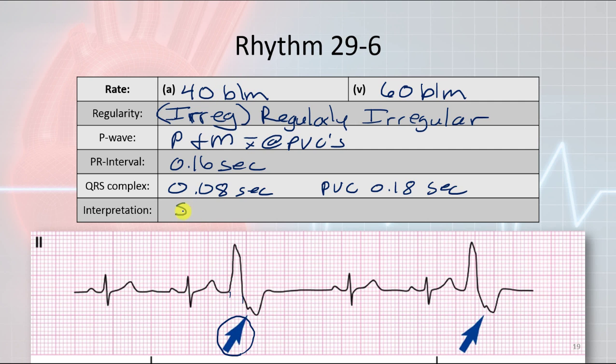So we're going to say that this is a sinus Brady with, we have a PVC which occurs, looks like every third beat. So we're going to say with trigeminal unifocal PVCs. You can put unifocal, they're trigeminal, so they're occurring every third beat. They're unifocal because they all have the same morphology. They're PVCs, and that's what the anomaly itself is.